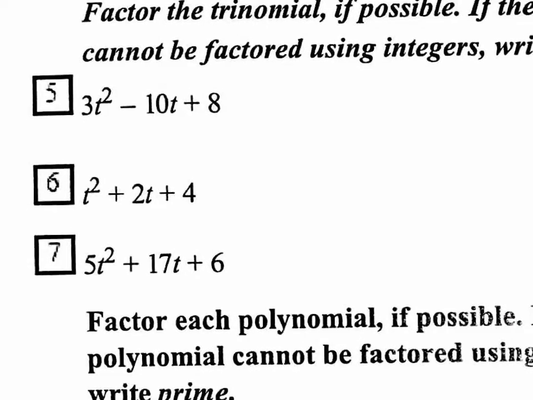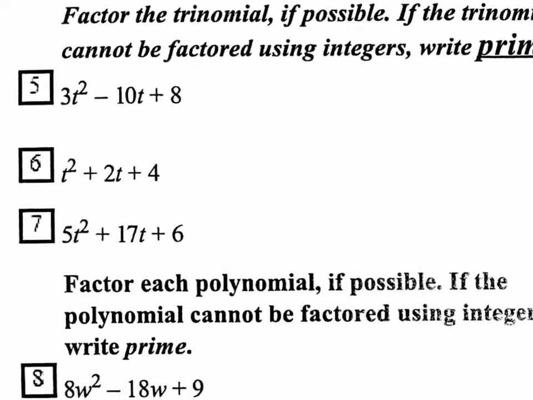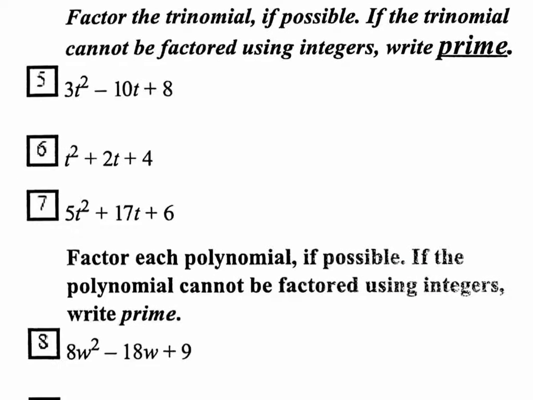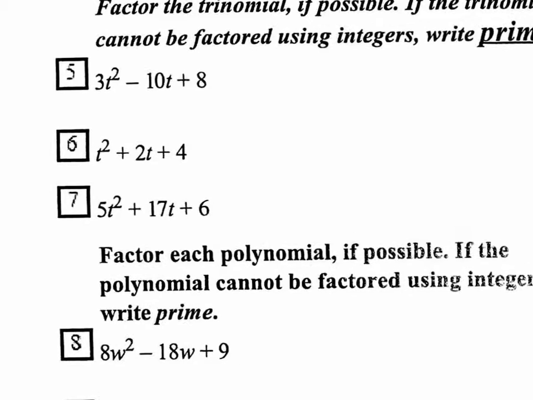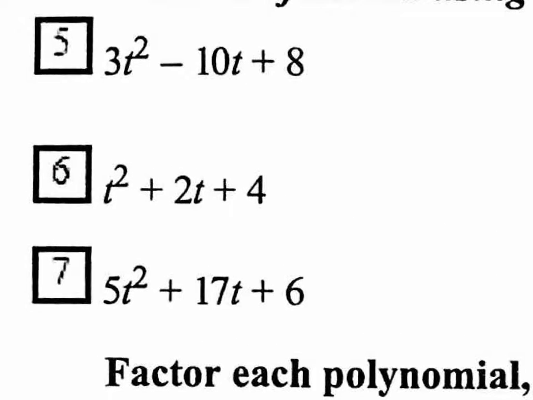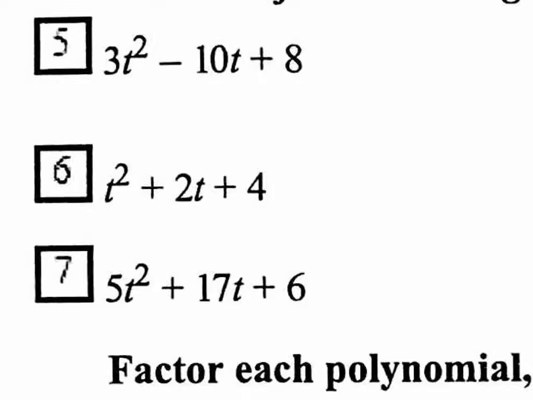Numbers 5, 6, and 7 say factor the trinomial if possible. If the trinomial cannot be factored using integers, write prime. If it's not factorable, you write prime. So number 6, for example, the a value is 1. So that one's also pretty easy to factor because you're able to jump straight to the shortcut.